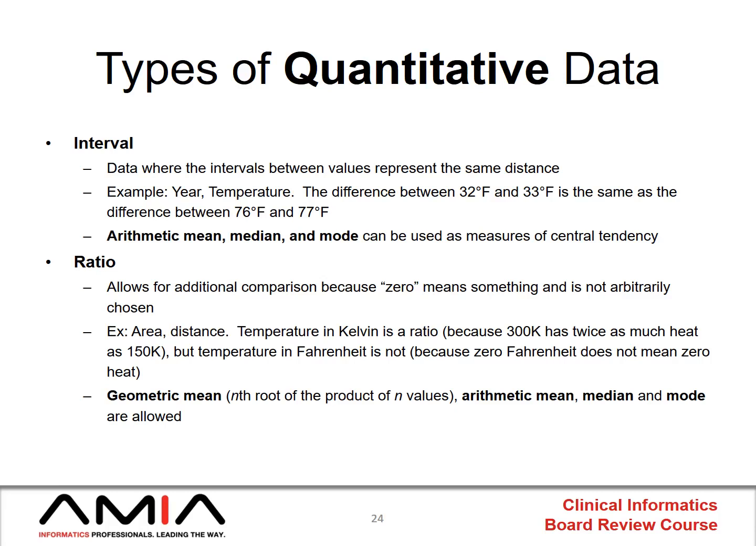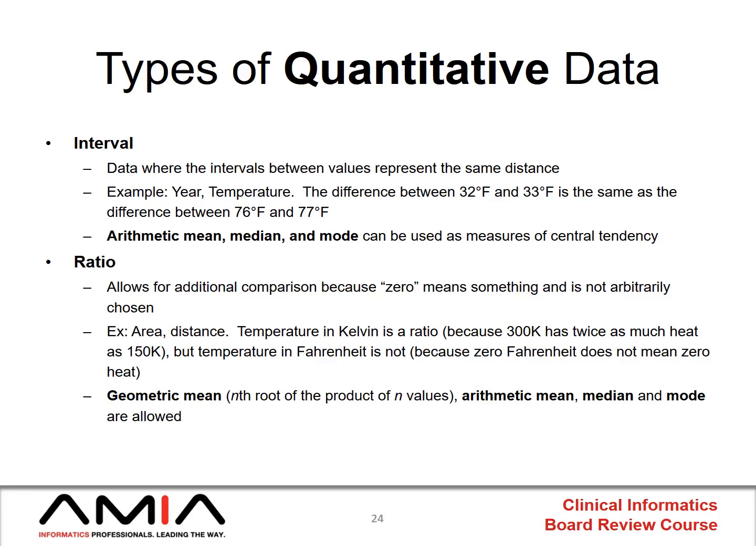Now we get into quantitative data. So we went from nominal to ordinal, and now we're going to interval data. This is where there's not only an implied order, but the intervals between the categories actually represent the equivalent distance. An example of this might be a calendar year, where the difference between 1997 and 1998 is the same amount of time as the difference between 2000 and 2001.